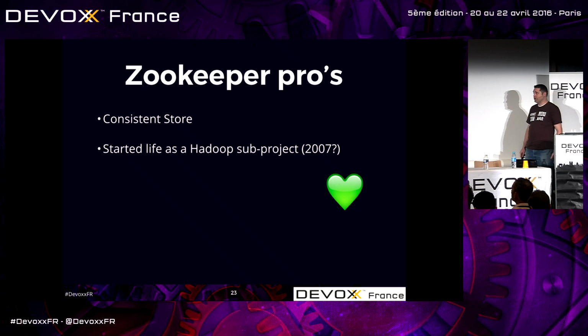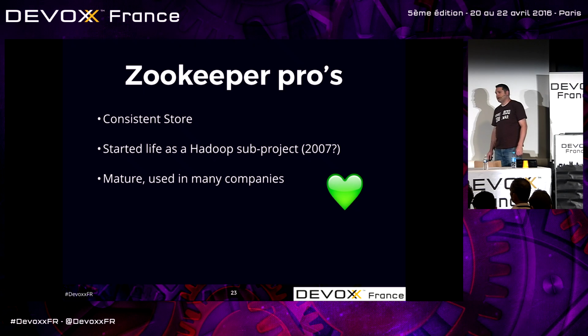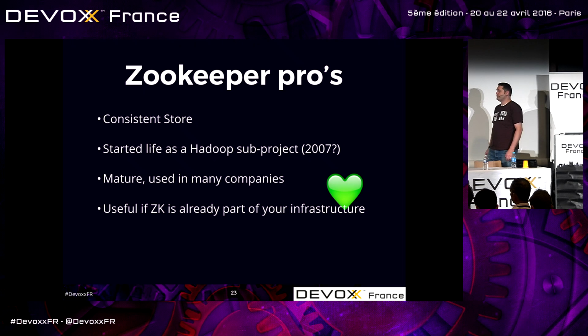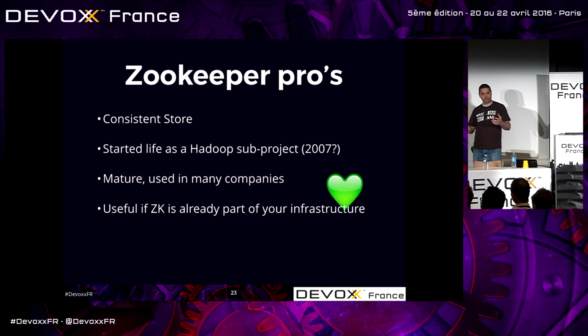So it started life a long time ago as part of the Hadoop ecosystem. It's pretty mature, used by a lot of companies. A lot of distributed open source projects from LinkedIn or wherever, one of their core requirements a lot of times is Zookeeper. So if you have Zookeeper as part of your infrastructure, this might make sense to use for registration because you already have it, right? Why introduce yet another thing?